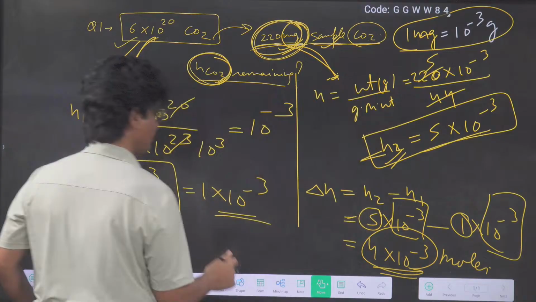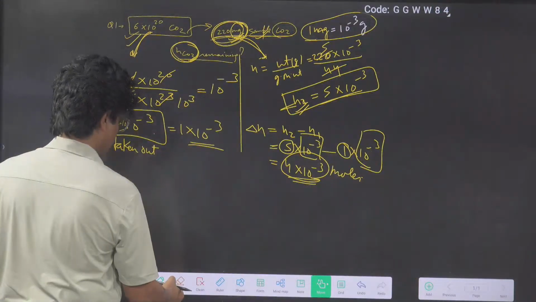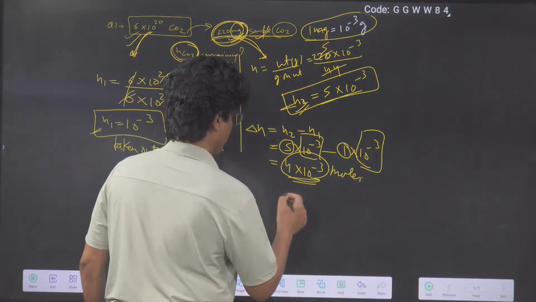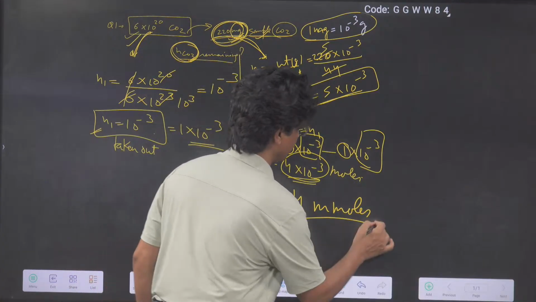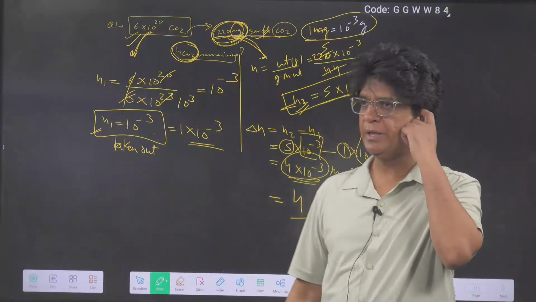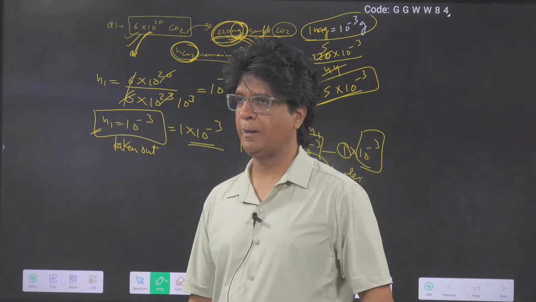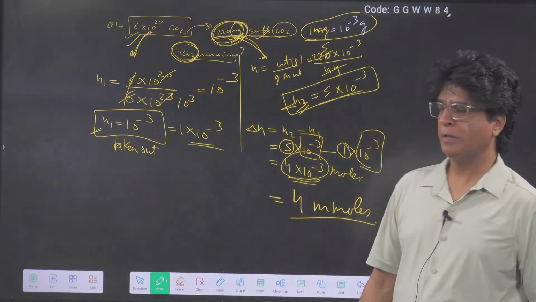Or you can simply say that these many moles will be equal to 4 millimoles. 4 millimoles, right? Be careful with that. Be very careful. Is that clear?